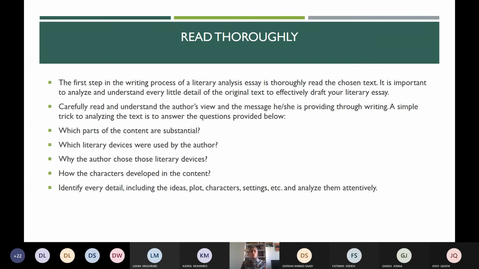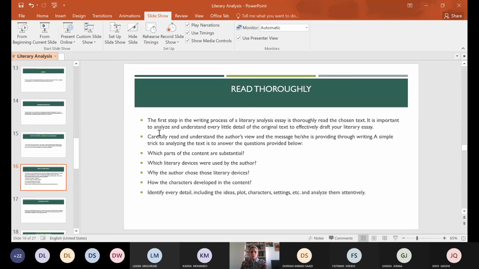Okay, so in order to analyze a literary selection, a literary writing, a novel, anything, I have to read it thoroughly. I have to read it very well in order to analyze it. Okay? Thank you, Kadra. Lana, Maher.